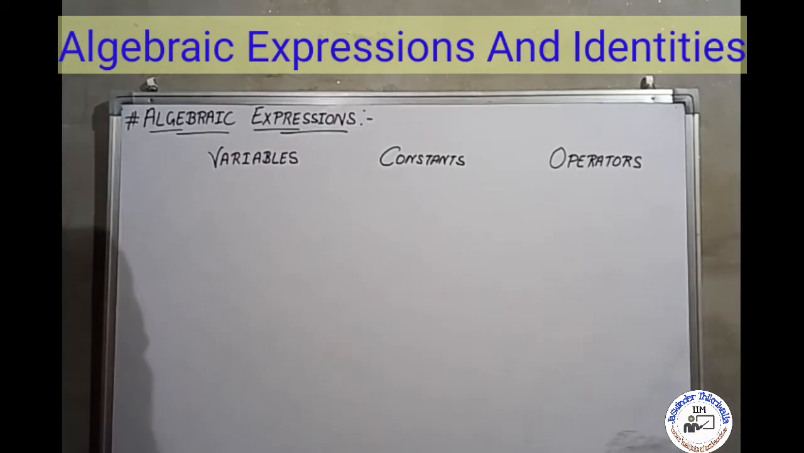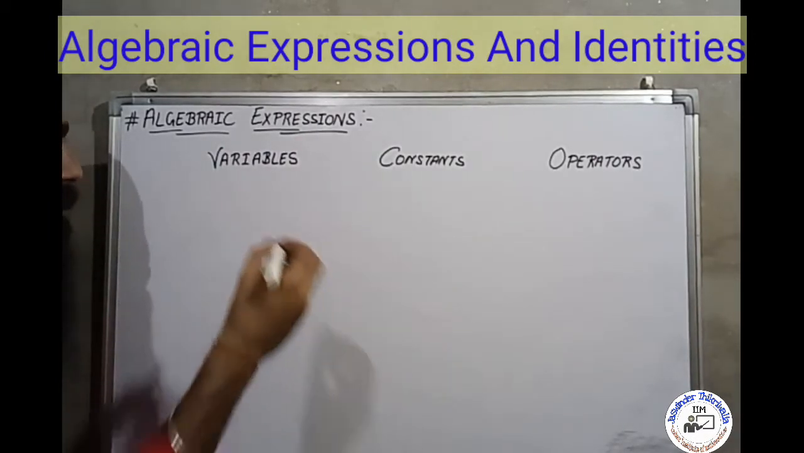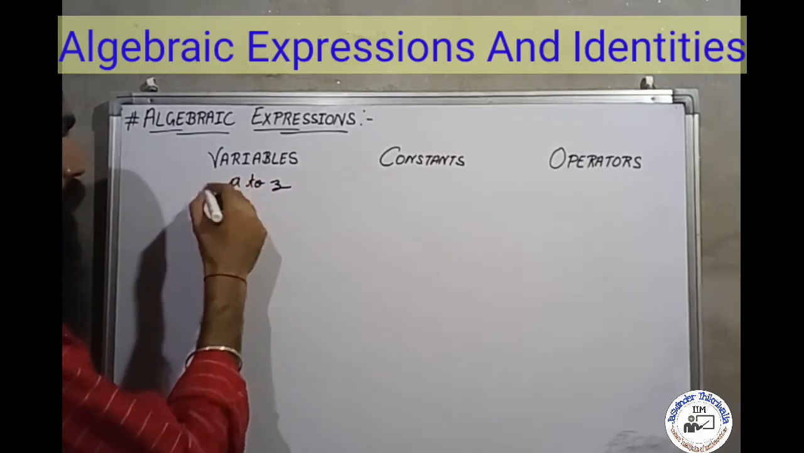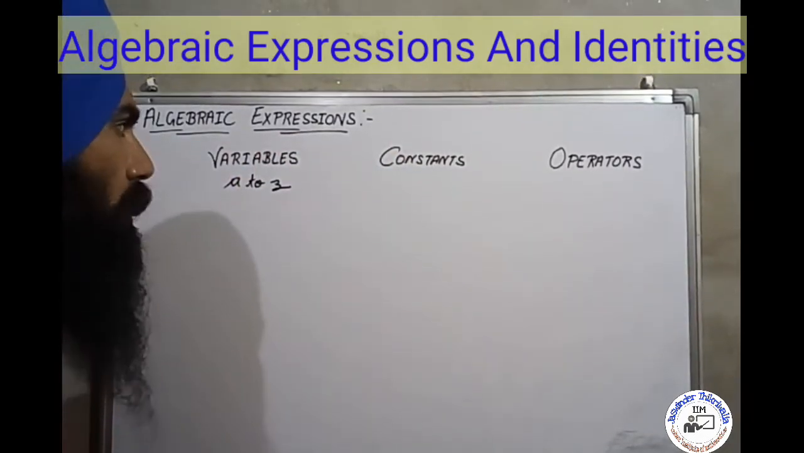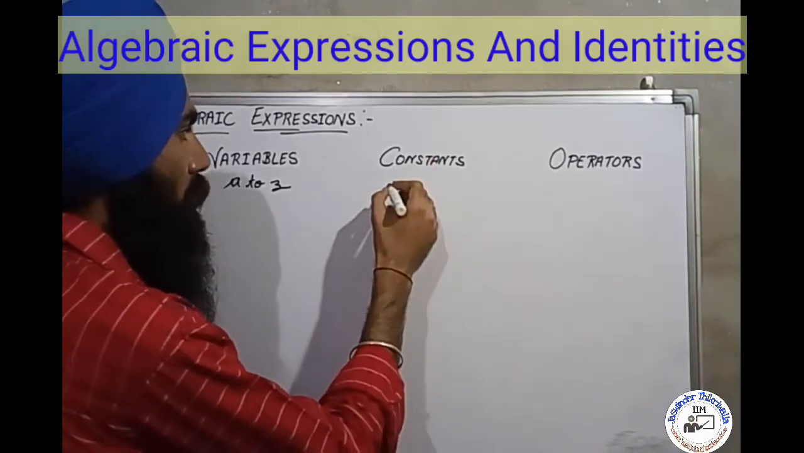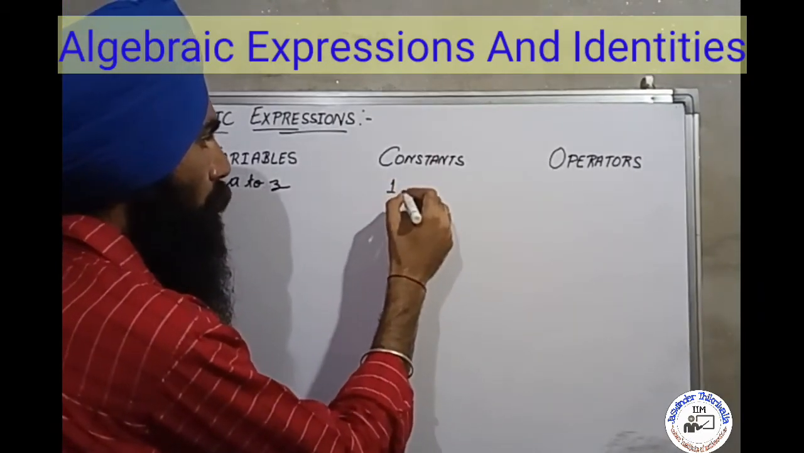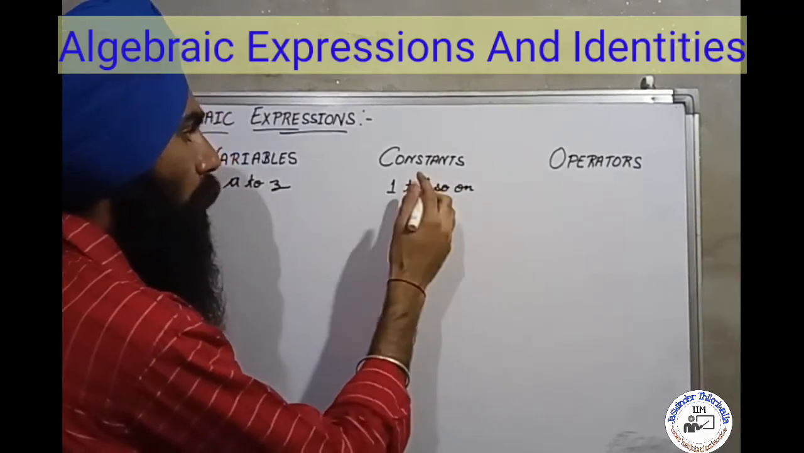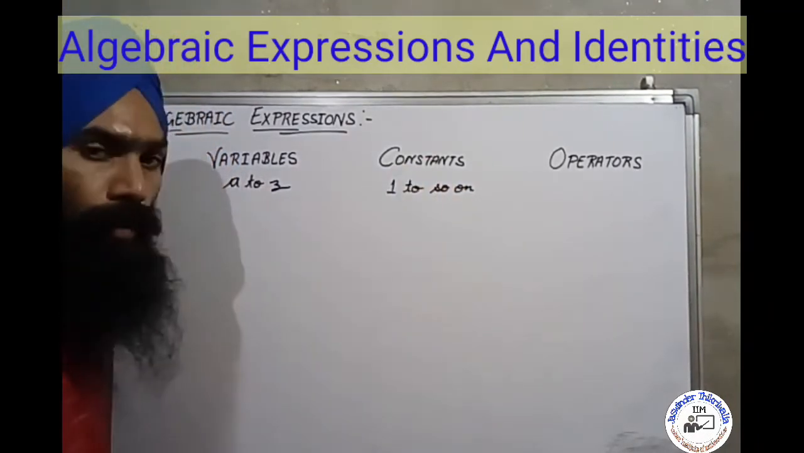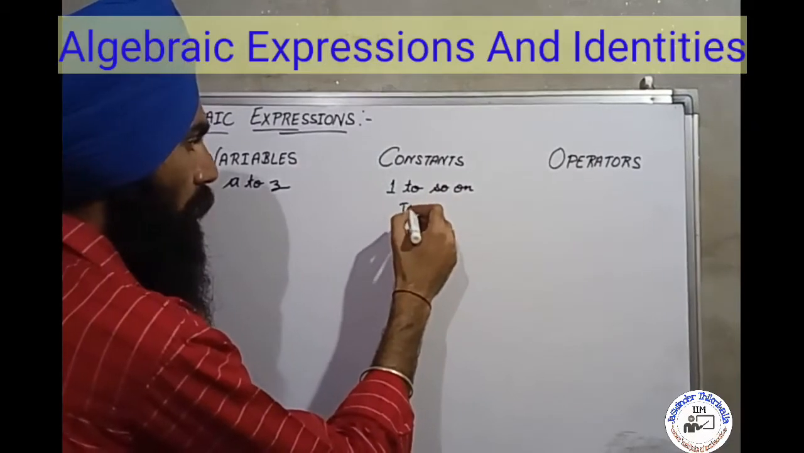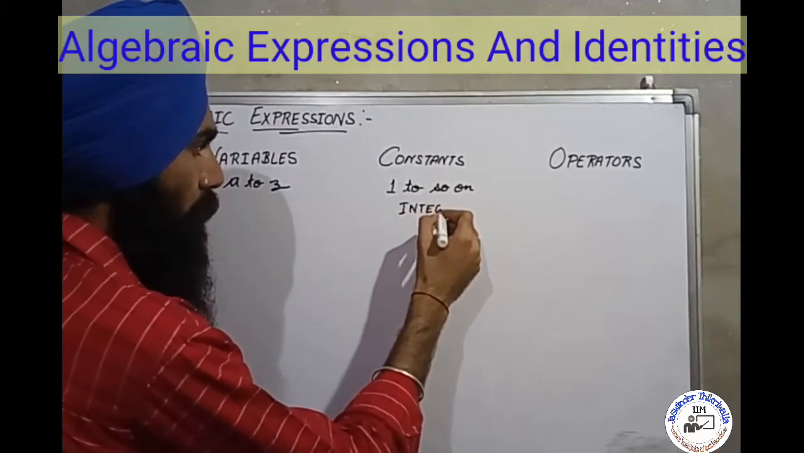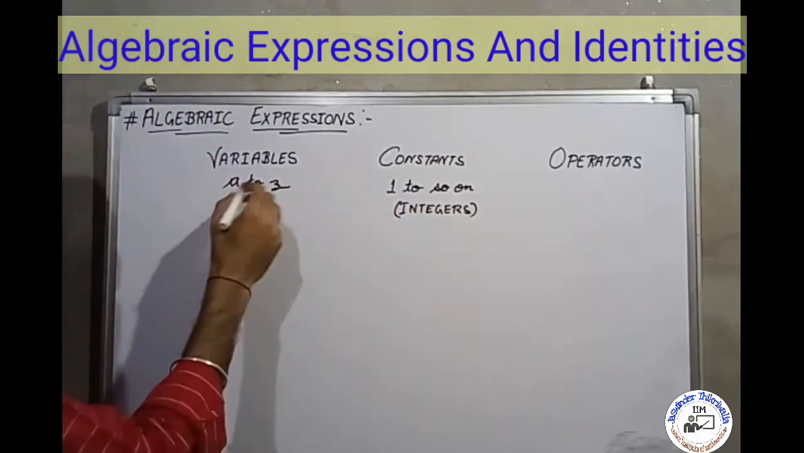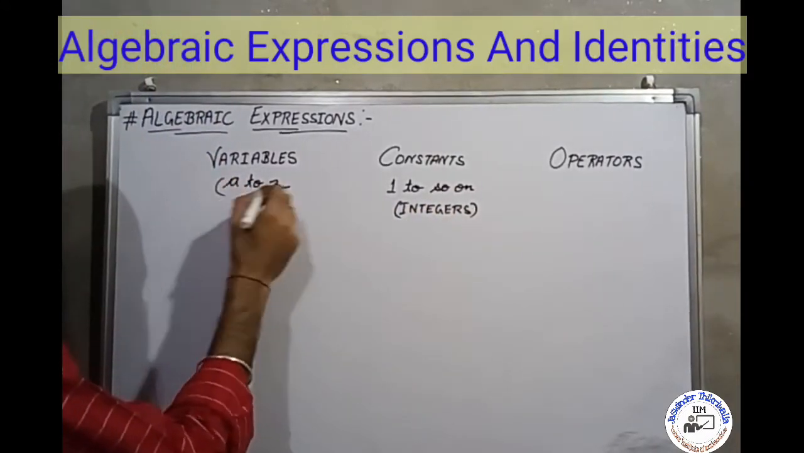What are variables? Variables are alphabets from A to Z which we use to form expressions. Constants start from 1 and so on. They may be positive or negative. It contains all integers, and variables contain letters from small a to small z.